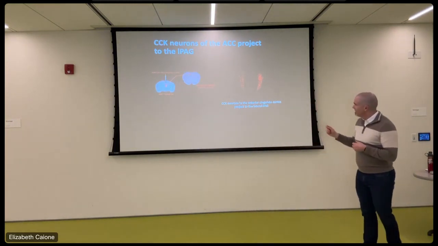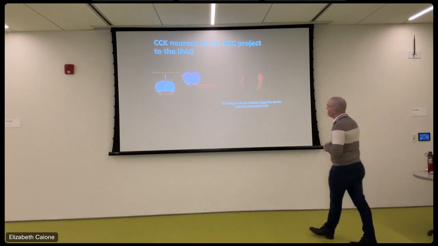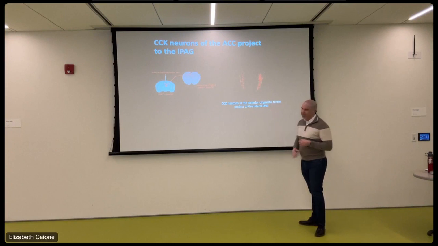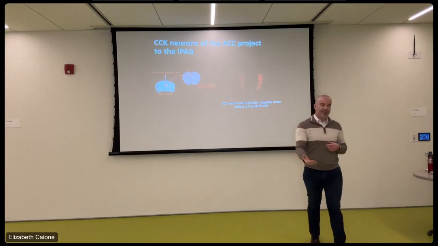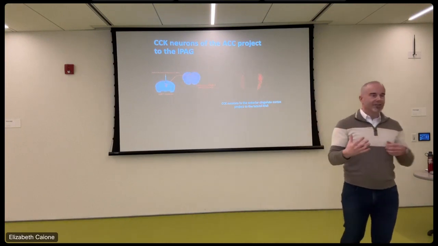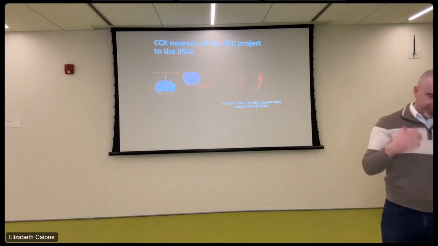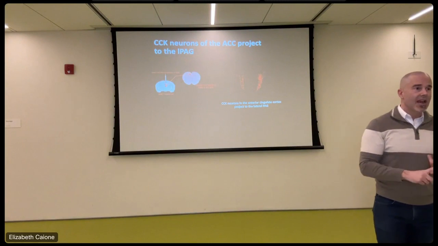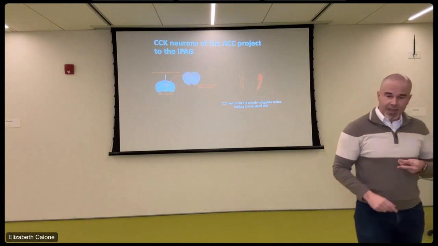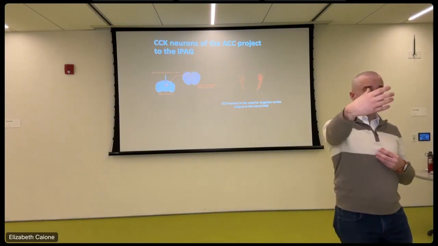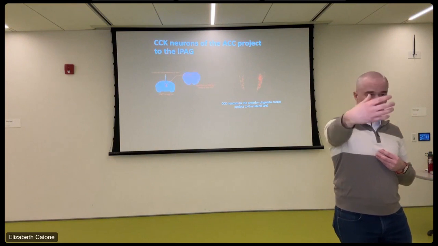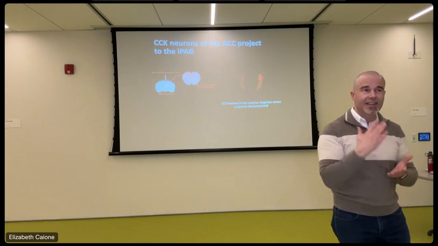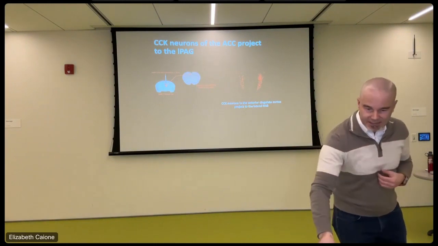And what she identified, and this is the first time that it's been identified, is long-range cholecystokinin neurons in the anterior cingulate cortex that project to the lateral PAG. The anterior cingulate cortex is a brain region that's really important for pain processing and for social cognition. So here we have a brain region that is important for empathy, social cognition and pain processing that's projecting to the lateral PAG that contains specifically cholecystokinin neurons.